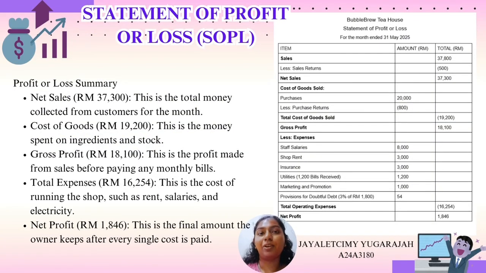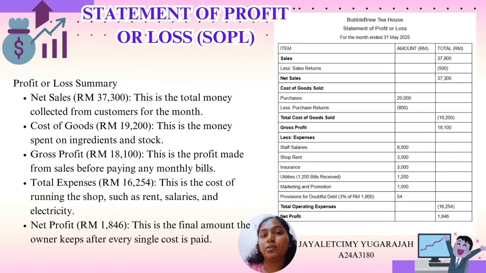Good day, Dr. Ainon. Today I'll be presenting the statement of profit or loss for Bubble Brew Tea House for the month ended 31 May 2025. Before that, my name is Jayalakshmi Yugaraja and my matrix number is A2483180. Let's begin now. For this month, the business recorded net sales of RM37,300 after deducting sales returns.